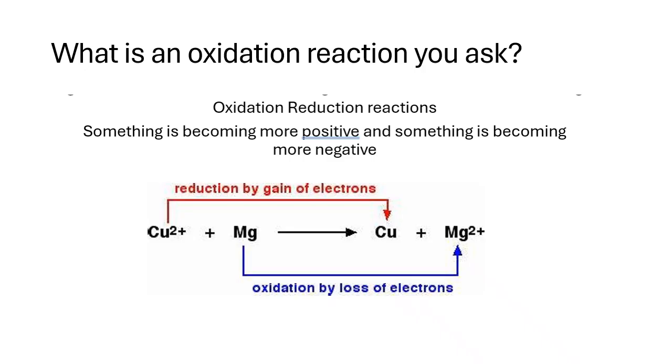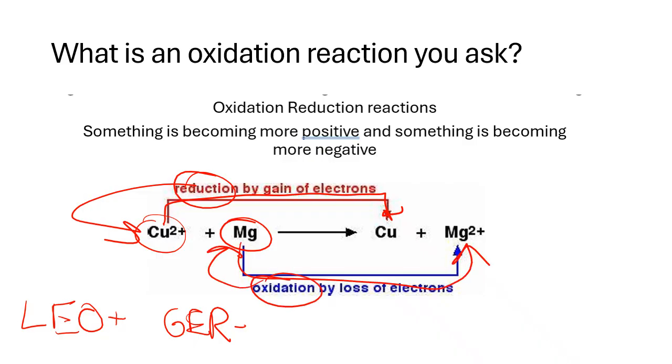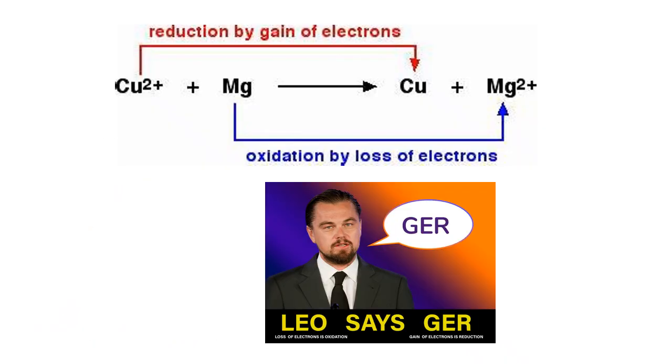Alright, so here's an example of an oxidation reduction reaction. We have copper, so Leo: loss of electrons positive, gain of electrons negative. We have copper going from +2 to 0, so we know that that is going to be reduced. We have magnesium going from a 0 to a +2, that is going to be oxidized. And you have one here, again referencing Leo says grr. It's the same reaction we did.